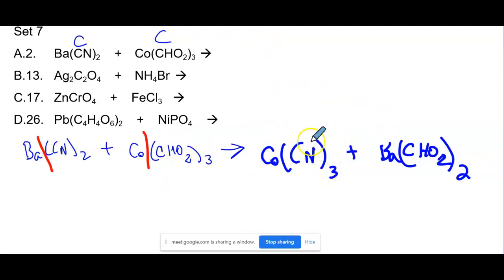I see that I have 3 CNs on the right and 2 CNs on the left, so I need to get them both to a 6. The only thing I can do is put numbers out in front, so I'm going to put a 2 here and a 3 on the left side. Does that make sense?